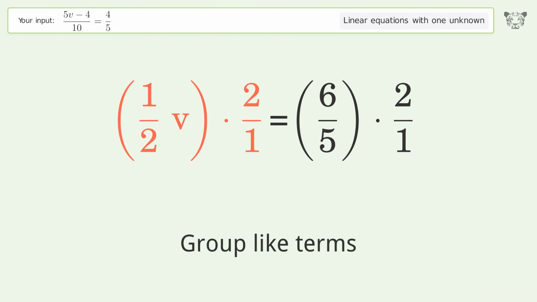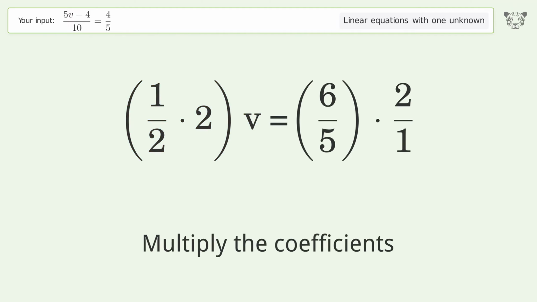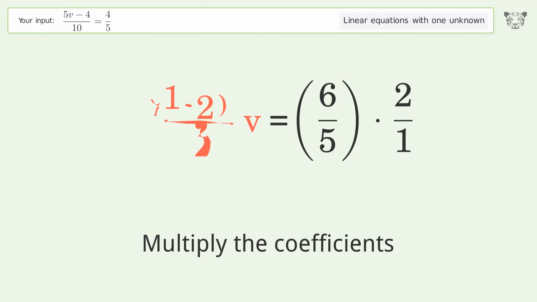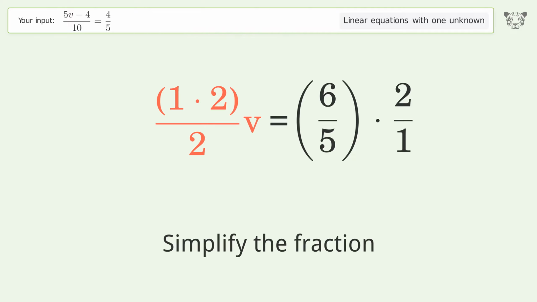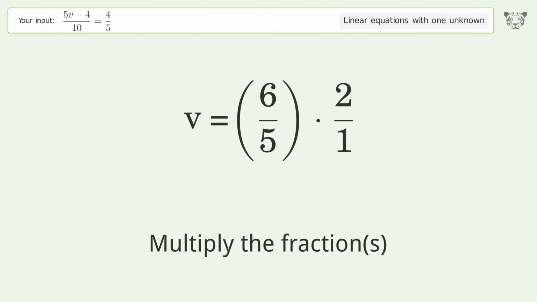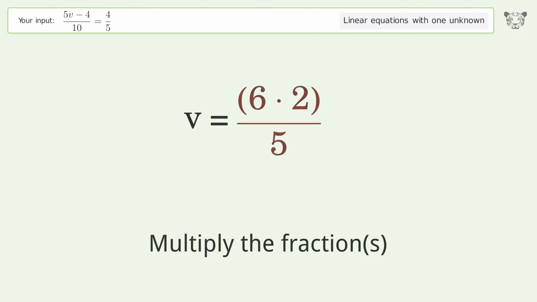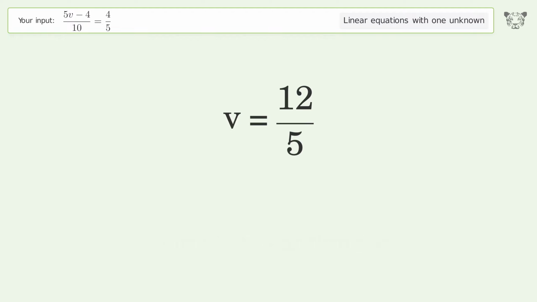Group like terms. Multiply the coefficients. Simplify the fraction. Multiply the fractions. Simplify the arithmetic. And so the final result is v equals 12/5.